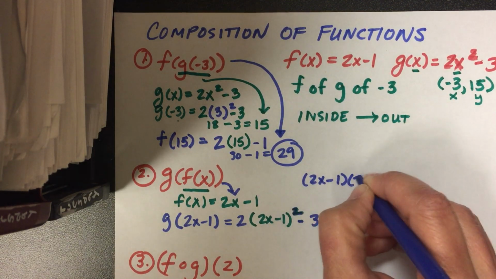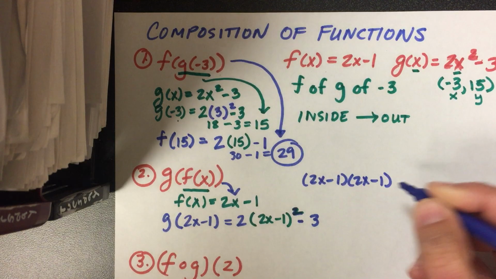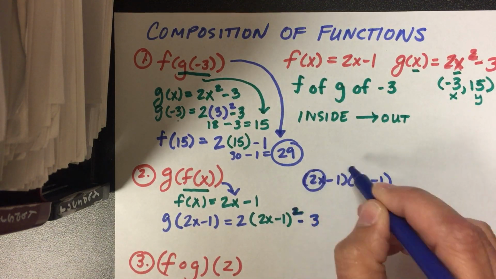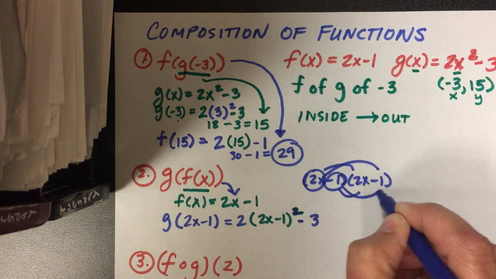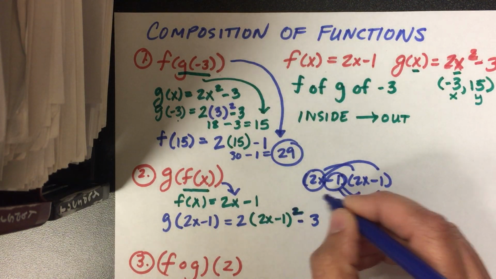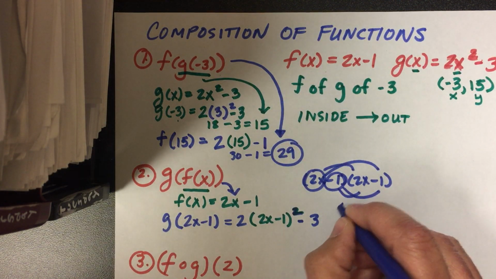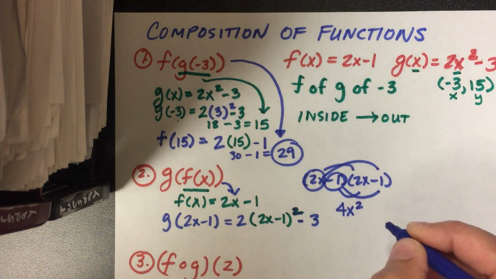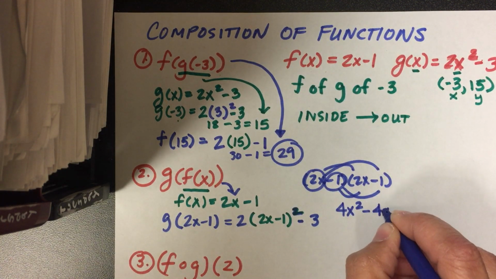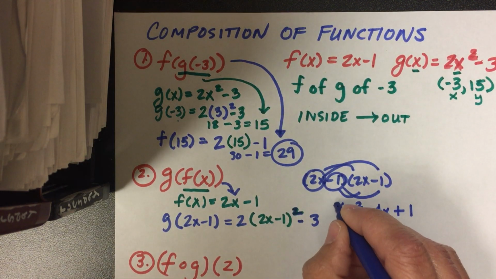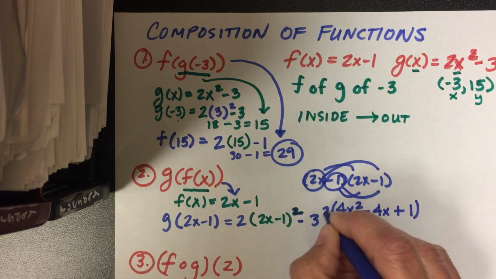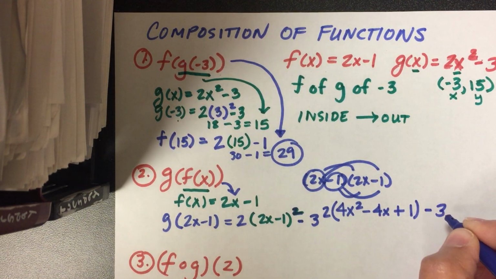I've got 2x minus 1 times 2x minus 1. Now you can do your distribution, this one times this one and this one, and this one times this one and this one. And then you'll end up with, just to save some time, 4x squared minus 4x plus 1. But remember, what do we still have attached to that? The 2 and minus 3.